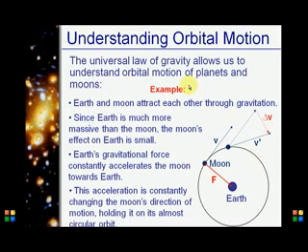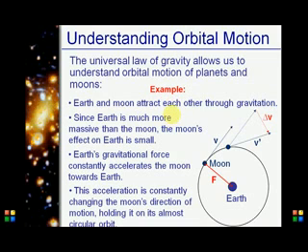Okay, the universal law of gravity allows us to understand orbital motion of planets. The Earth and Moon attract each other through gravitation. Since Earth is much more massive, the Moon's effect on Earth is small, but there is an effect, like in the tides, when the Moon attracts the water, causing high waves when there is a full moon.